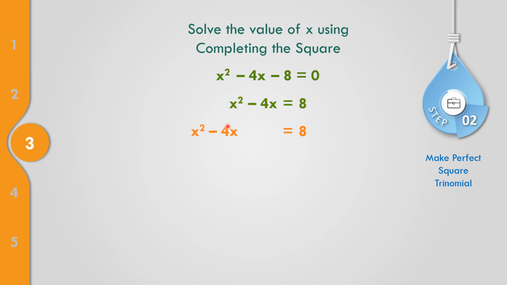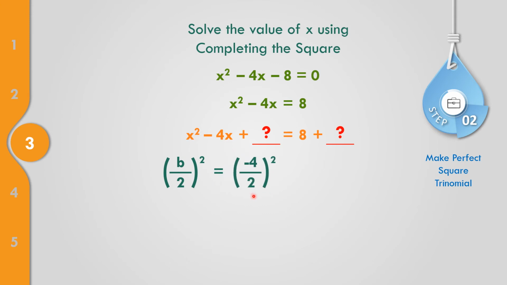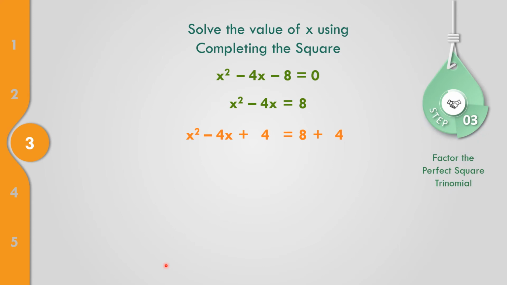So it means what could be the number to be added on both sides? The value of b is negative 4. So negative 4 divided by 2 is negative 2. Negative 2 times negative 2 is equal to positive 4. So to make it a perfect square trinomial, positive 4 should be added on the right side, that is positive 4. Let us factor now the perfect square trinomial.